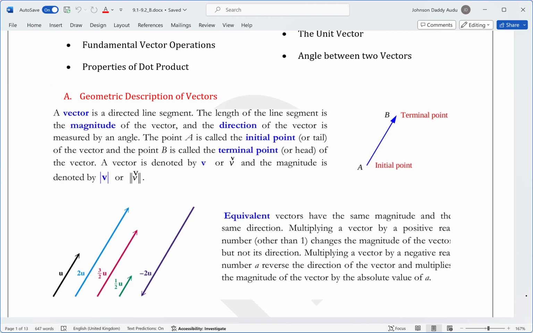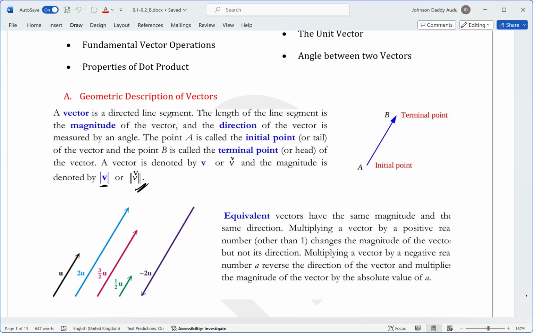So one thing that is important is the magnitude, which is simply the length of the vector. We can denote a vector by using a bold V, or you have this V hat, right? And we can denote the magnitude of the vector using this absolute value, or you use the double bar. So all of this means the same thing. It means the magnitude.